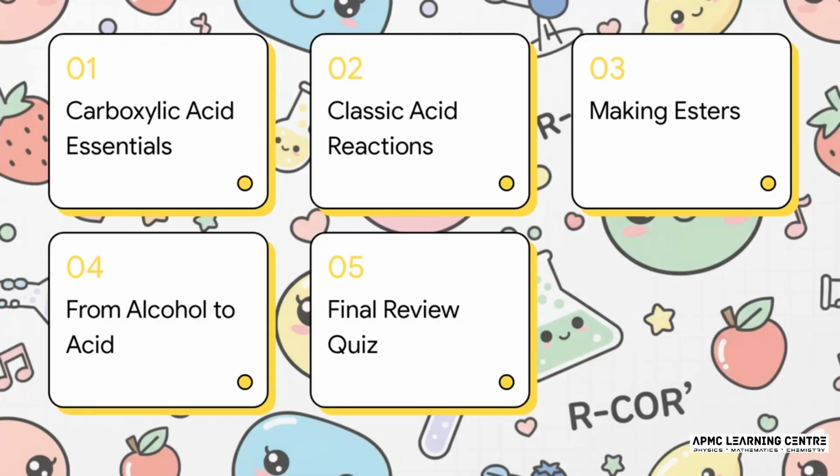Okay, here's our game plan for the next few minutes. We'll kick things off with the absolute essentials on carboxylic acids. Then we'll hit their classic reactions. After that, it's all about making those awesome-smelling esters. We'll even see how you can turn an alcohol into an acid. And to wrap it all up, a quick quiz to make sure it all sticks. Sound good? Let's do this.